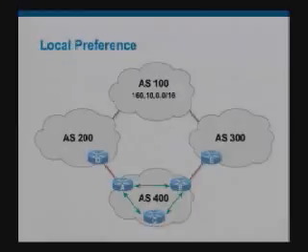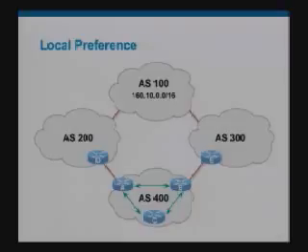Next attribute, local preference. So we've got this situation. We've got AS100 originating 160.10/16. It lands up in AS400 going via AS200 and AS300. And we're sitting on router C, and we say to router C, right, send traffic to 160.10/16. Well, routers are computers. They're dumb. They do what they're told.